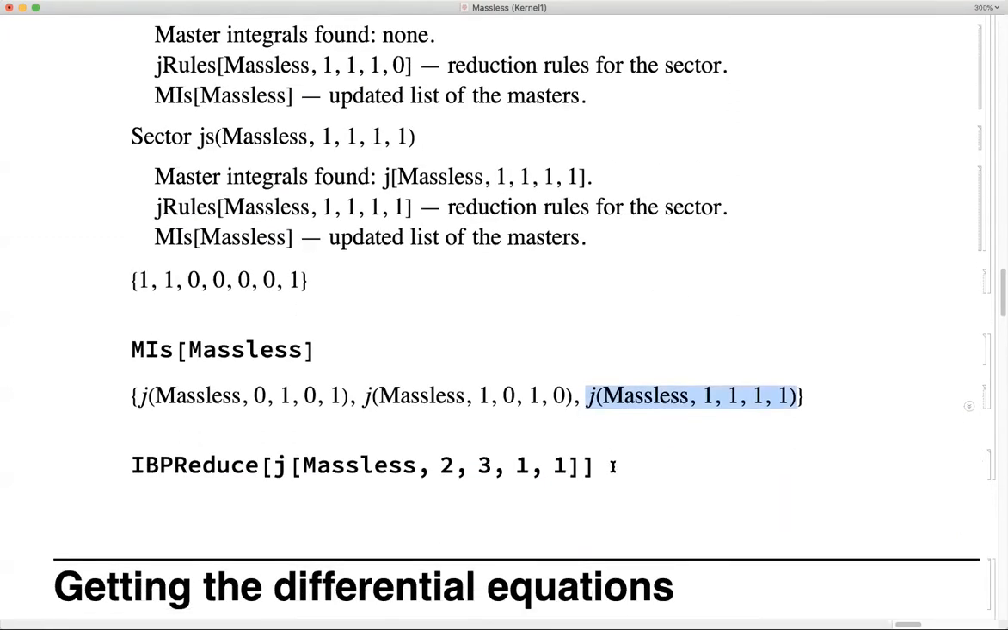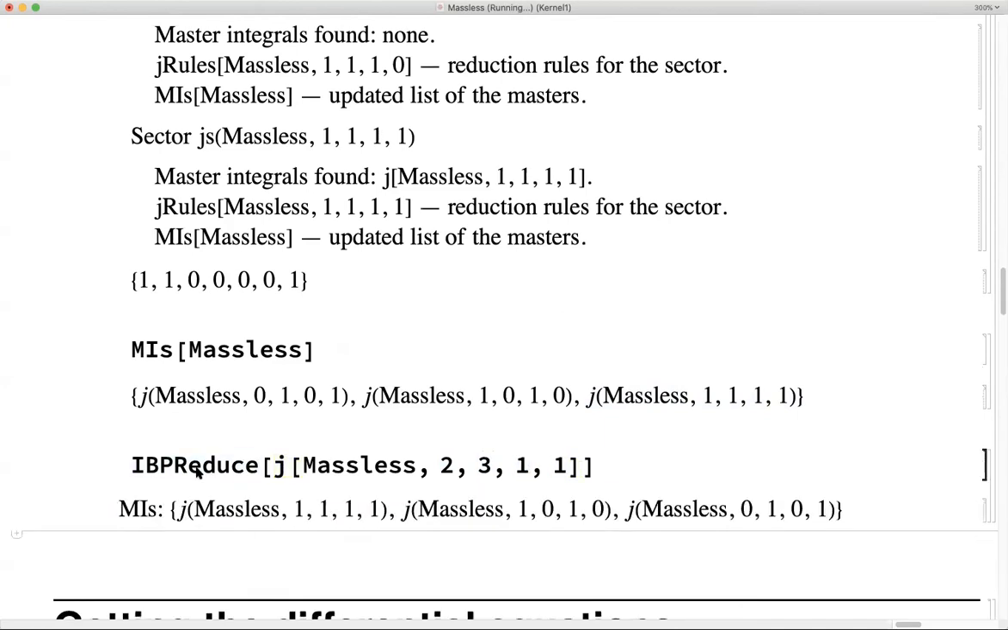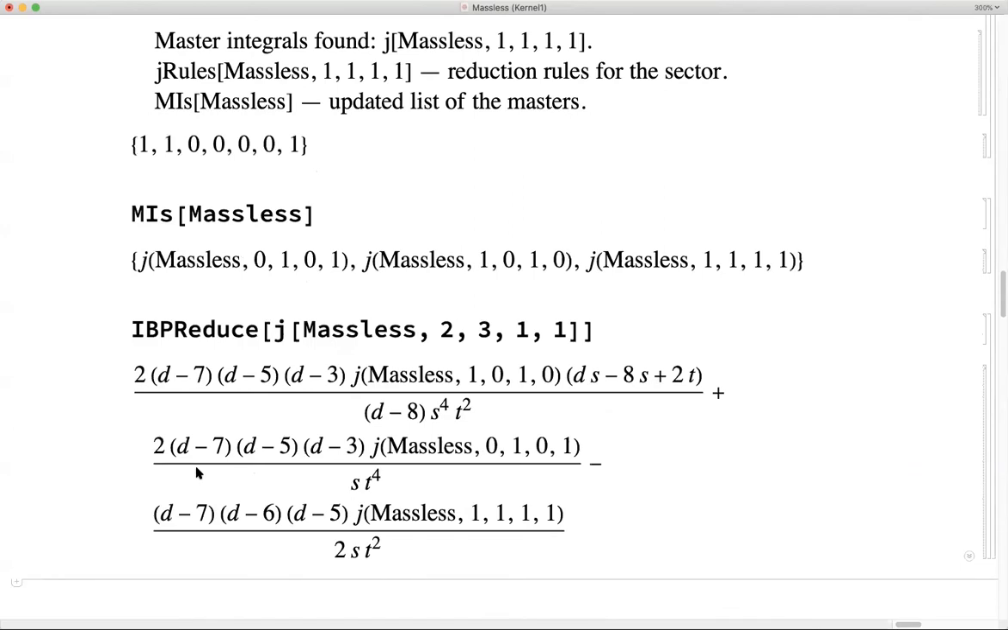Now, once you have them, you can write every other integral. For example, nu1 equals 2, nu2 equals 3, nu3 equals 1, nu4 equals 1. You can IBP reduce it to a linear combination of these 3. So this is an identity among integrals. It tells you that the integral with the powers of the propagators being 2, 3, 1, 1 is this linear combination of my 3 master integrals, which are the integral 1, 1, 1, 1, which is the box, down here, and the two bubbles that are shown here.